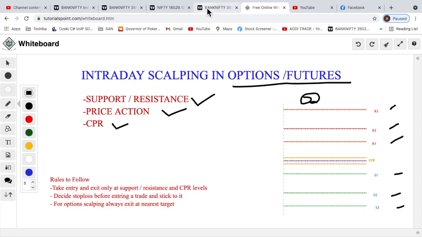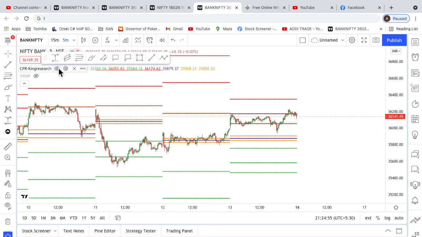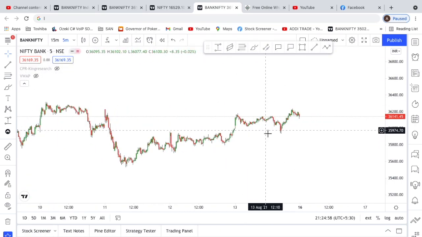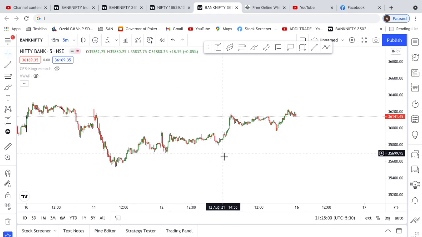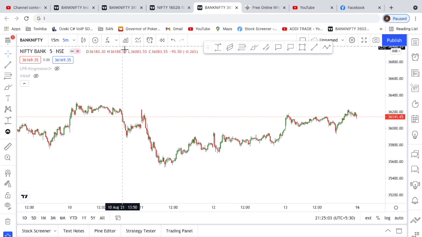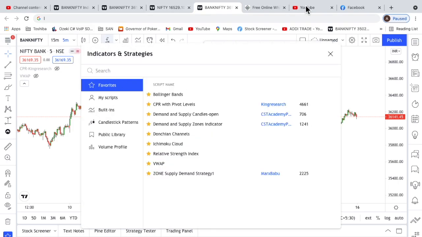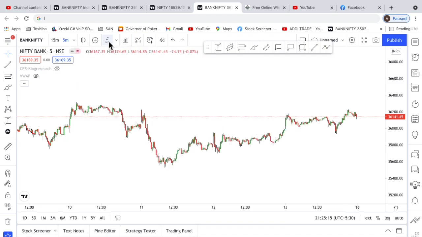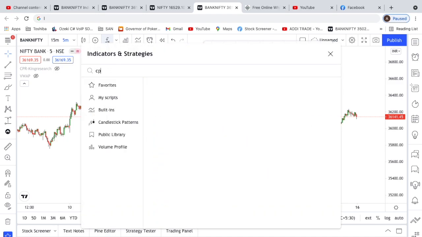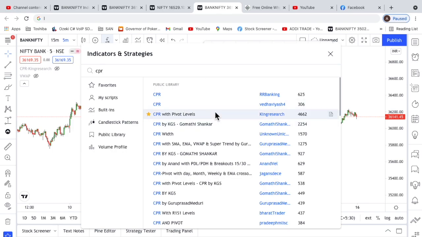Now, how to add the CPR is on your blank chart at any time frame. See, for intraday, we use only 5 minutes or 15 minutes. For positional trading, you can use 1 hour and daily. So just come to the indicators page. I'm using the TradingView terminal. Just come to the indicators over here, type in CPR. You'll get many CPR indicators. These are all written by different people. Different people have written code in TradingView. If somebody is good with coding, they can write their own CPR levels. But I'm using this King Research CPR with pivot level, which is pretty good.